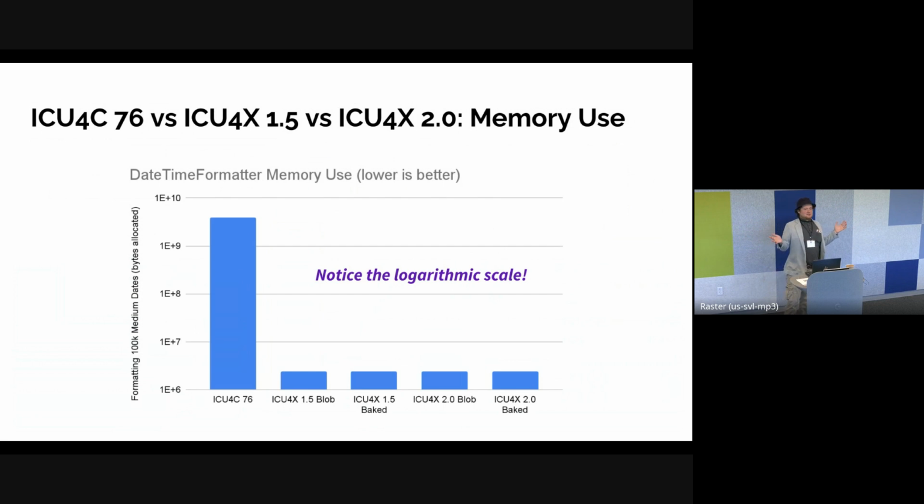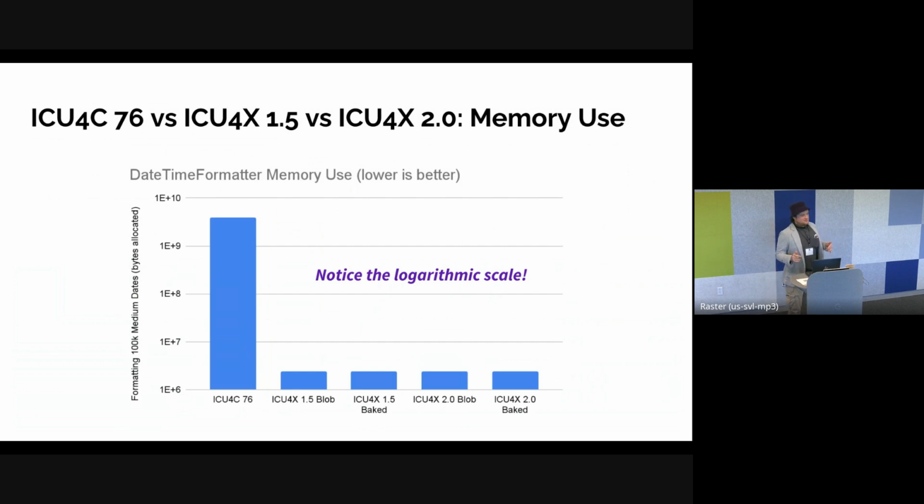Whether it's a fair comparison, it is a fair comparison because I created and destroyed the formatter in both ICU4C and ICU4X in order to create this graph. But yeah, ICU4X uses like 3-4 orders of magnitude less memory than ICU4C. Similar results in ICU4J.